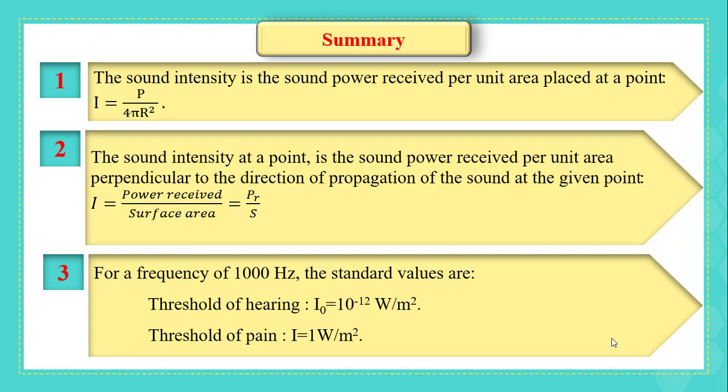3. For a frequency of 1000 Hz, the standard values are: threshold of hearing I0 is equal to 10 power minus 12 watt per meter squared, and the threshold of pain Imax is equal to 1 watt per meter squared.